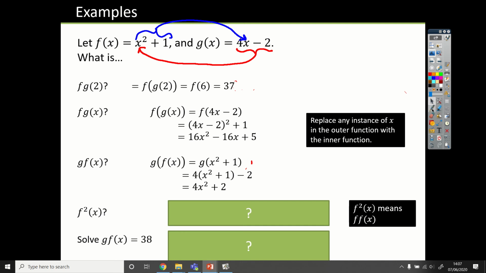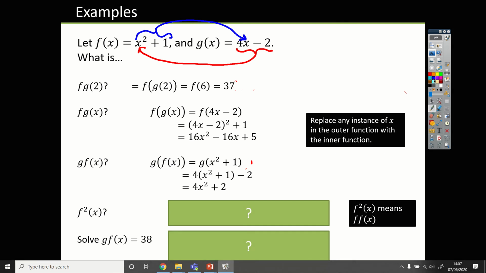You might want to think about, as a little bit of an extension, what kind of functions can you think of where if you swap the order around, these actually would be the same? What functions do that? Okay, f squared of x, the power in the middle, is repeated composition. So f squared of x just means f of f of x. You apply it twice. So this time x squared plus 1 comes out, it goes back into itself, so then it looks like this.